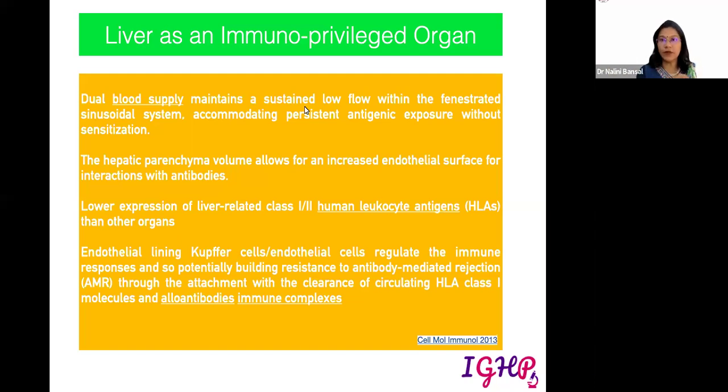of the transplanted livers. The clinically relevant ACRs occur in only about 20 to 25% of the transplanted organs. So why do we see lesser numbers of ACR in liver transplant? It is because, as I already mentioned, the liver has a dual blood supply, which maintains a sustained low flow within the fenestrated sinusoidal system. So there is a large amount of blood continuously flowing through the sinusoids of the liver, accommodating a persistent antigenic exposure without any sensitization.